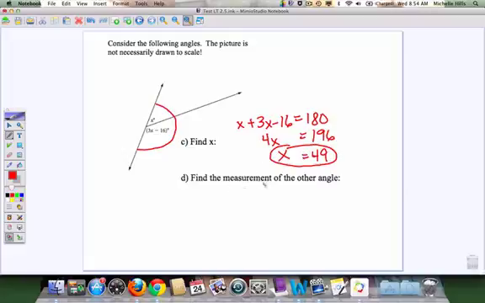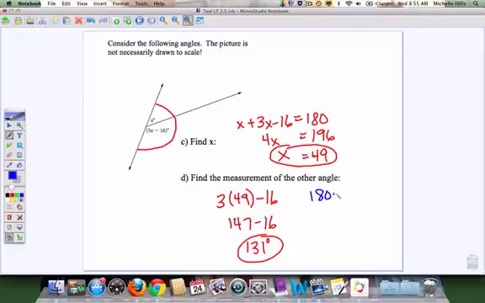It said find the measure of the other angle. Well, in this case, one of the angles already measures x, so the one that I don't already know the measure of is the one that's 3x minus 16. I would highly encourage you to do this as 3 times 49 minus 16, which is 147 minus 16. So the measure of the other angle, I do have to have degrees on that. It's 131 degrees.